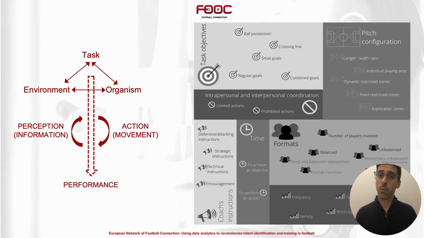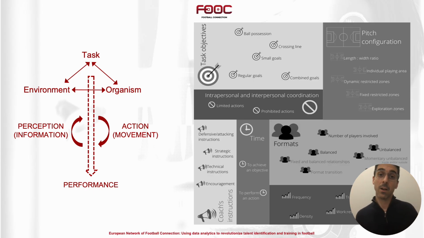However, if we want to decrease the intensity, the number of players must be like 5 versus 5 or 6 versus 6. In that scenario, we will have like 85% of maximal heart rate intensity during exercise. This is just a small example.